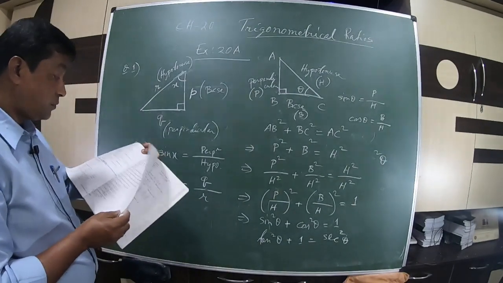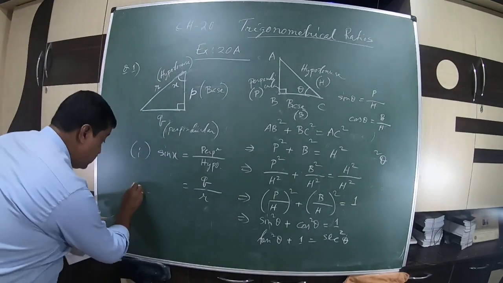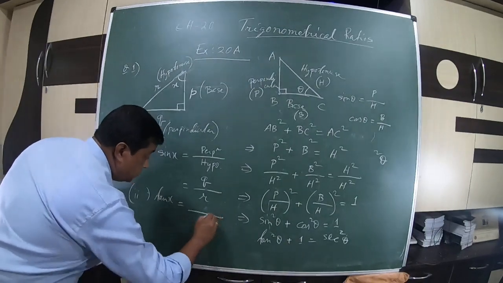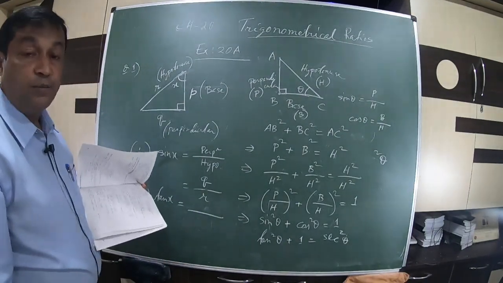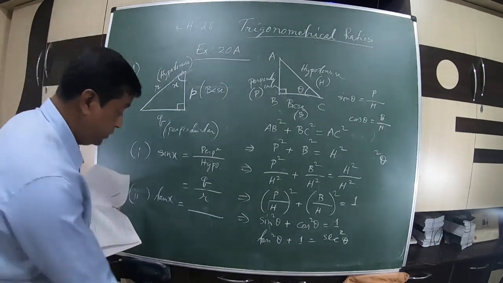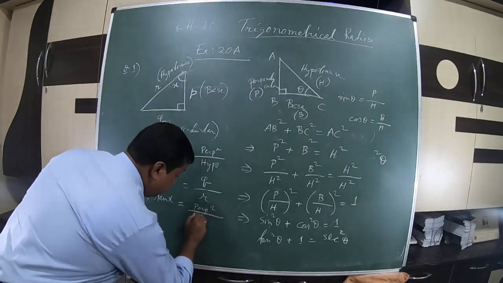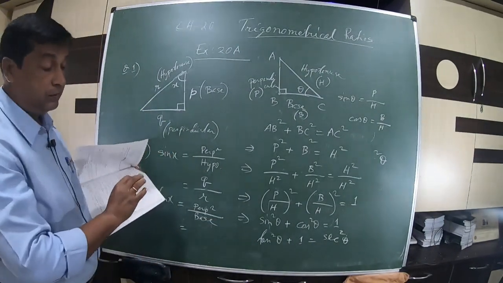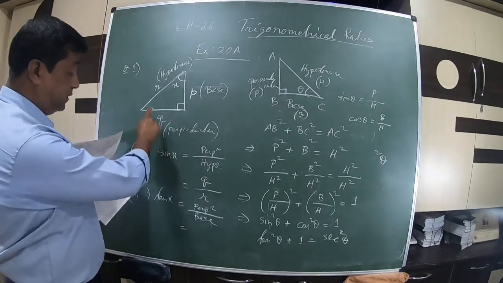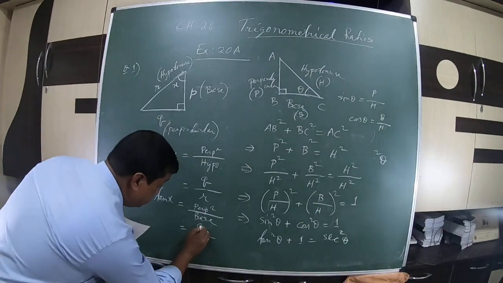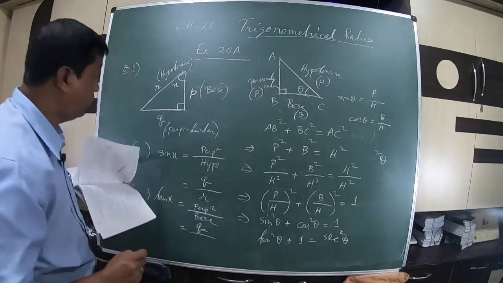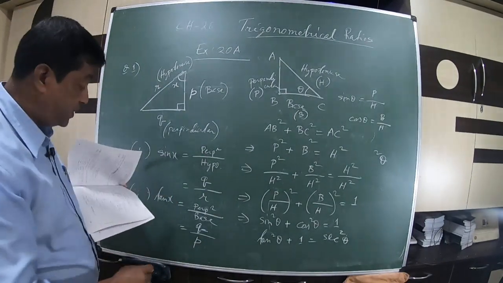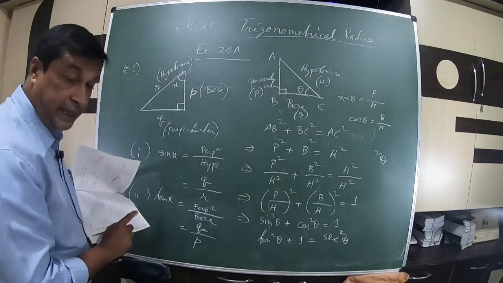Now similarly, you can find out for tan x. What is the tan ratio? That is perpendicular by base. In the given diagram, the perpendicular is denoted by small q. What is the base? That is denoted by P. So that means tan x is given by the ratio Q by P.